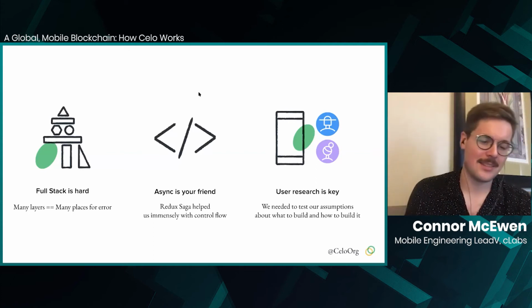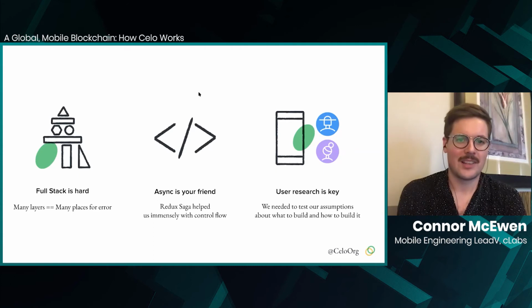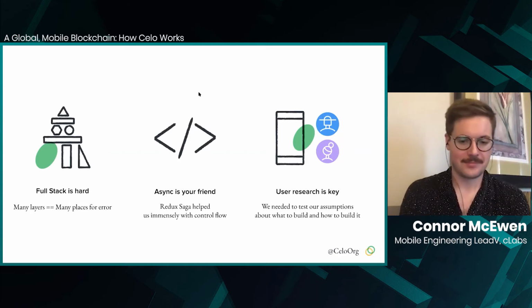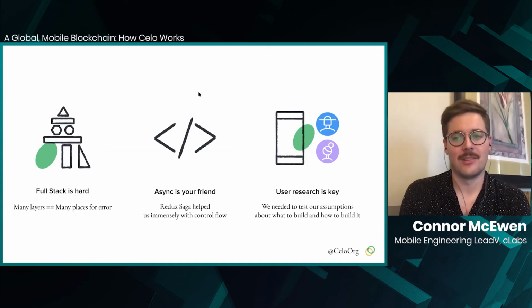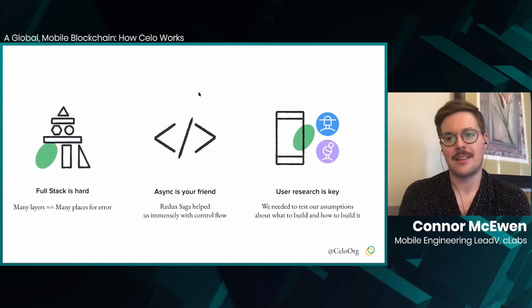The second piece is that good async handling is your friend. As I'm sure folks who have developed on a blockchain before know, things might take a little bit longer than you're used to, and it's really important to have good asynchronous handling. Since we use React Native and TypeScript, we're able to use a library called Redux Saga, and that really helped us with control flow, being able to block different things on network status or sync status, but still have a simple developer experience.